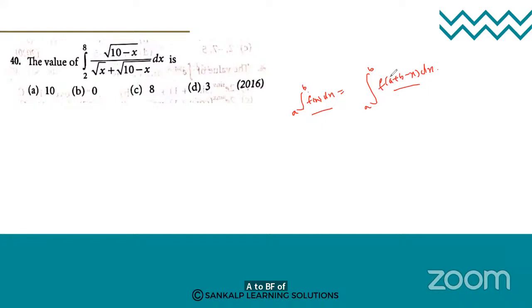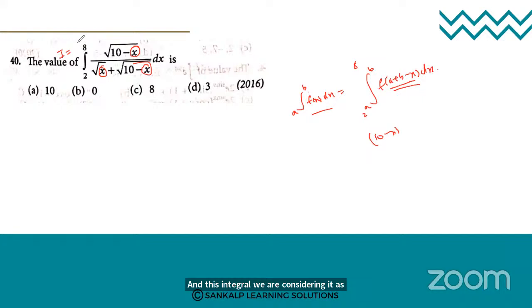Where there is x, we are replacing it by a plus b minus x. Here in place of a it is 2, and in place of b it is 8. So 8 plus 2 is 10, giving 10 minus x. Wherever there is x, we replace it by 10 minus x, and this integral we are considering as I.